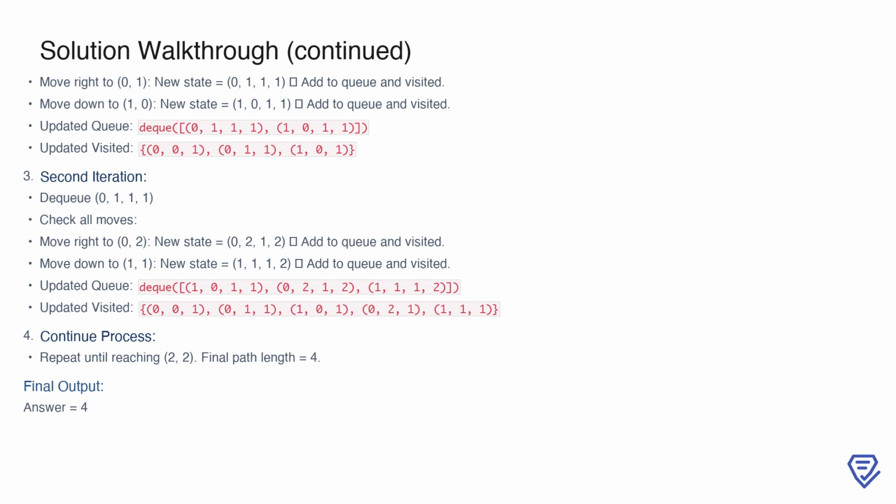From here, moving right to 0, 2 results in the state 0, 2, 1, 2, and moving down to 1, 1 gives 1, 1, 1, 2. Both are valid moves, so these states are added to the queue and visited set. The process continues iteratively, exploring all valid moves from each dequeued position, until we eventually reach the target cell at 2, 2. The shortest path length is determined to be 4 steps, which is the output for this example.